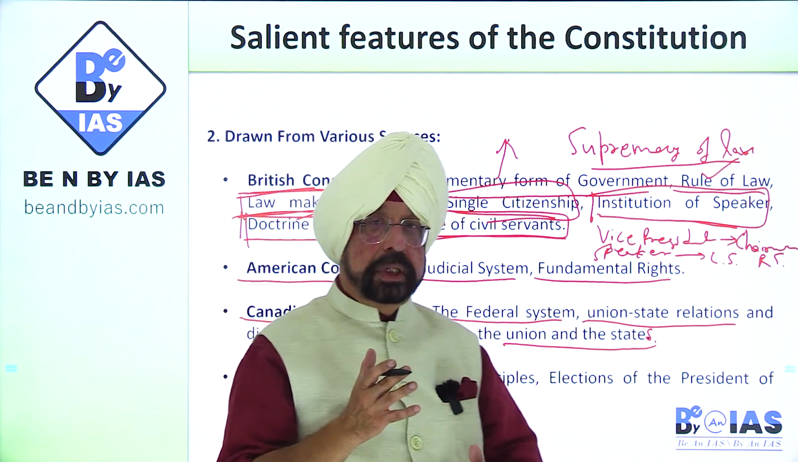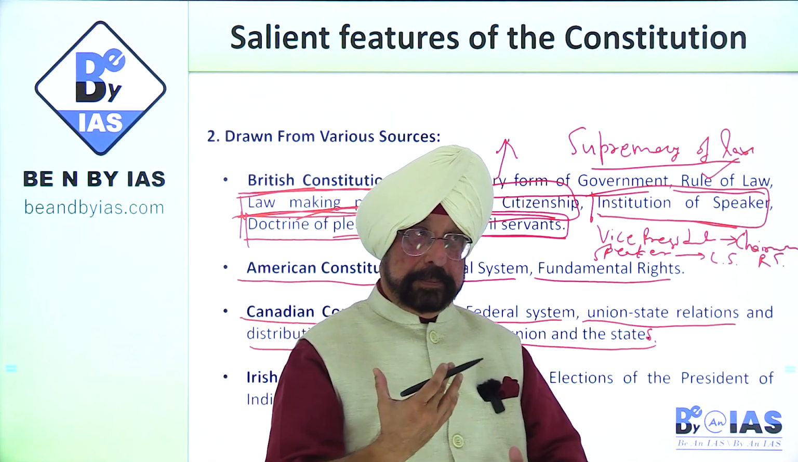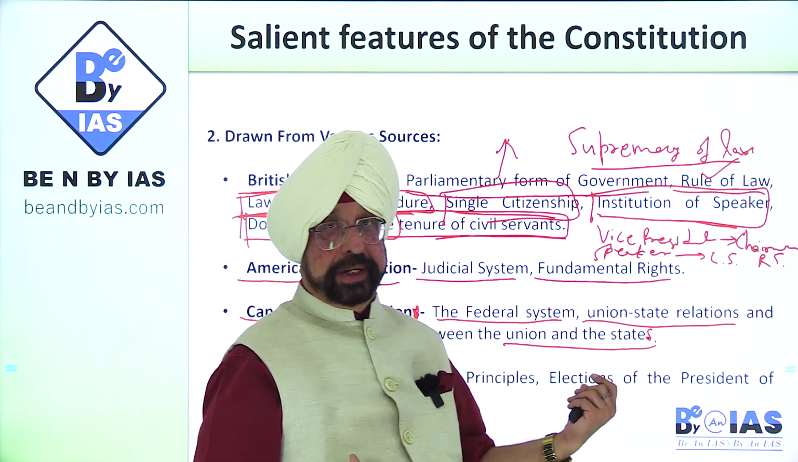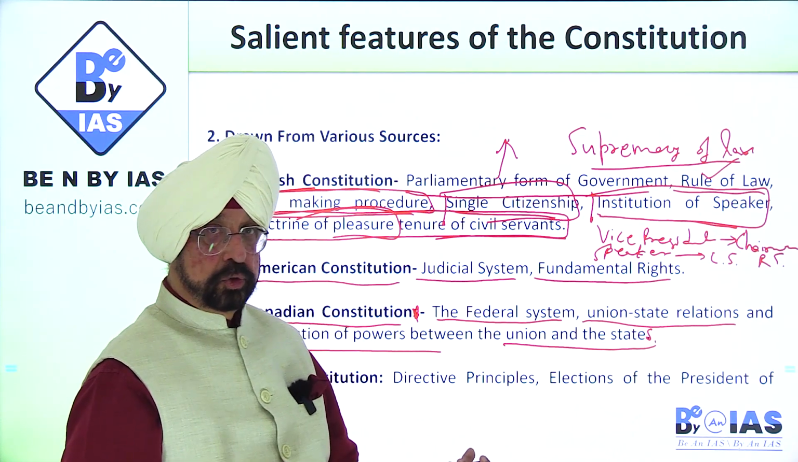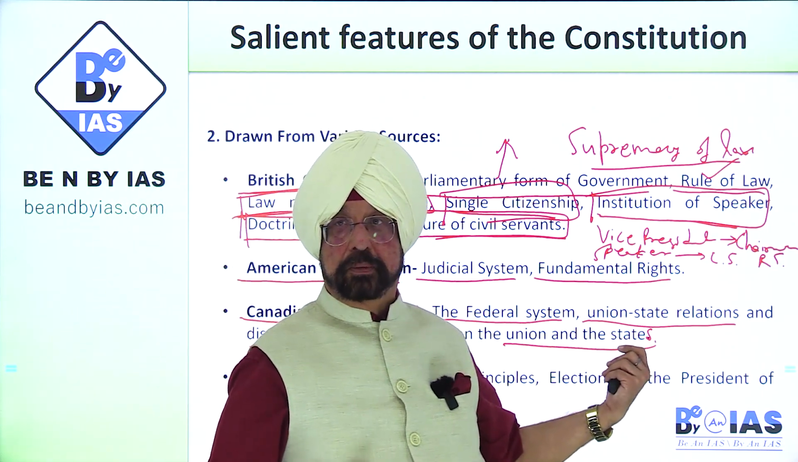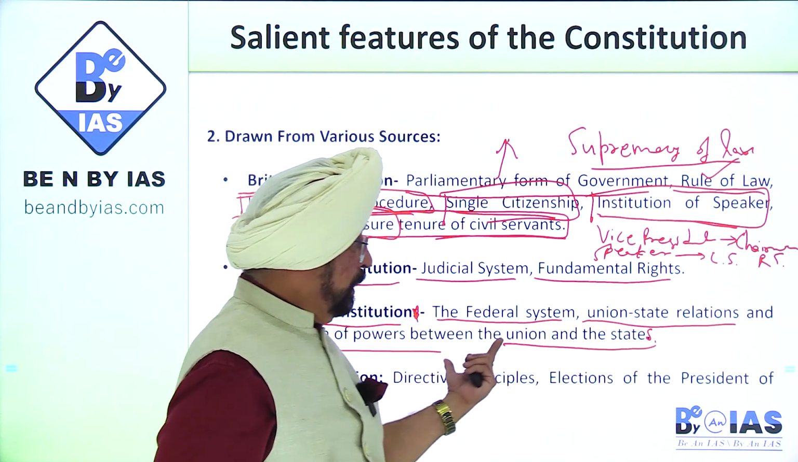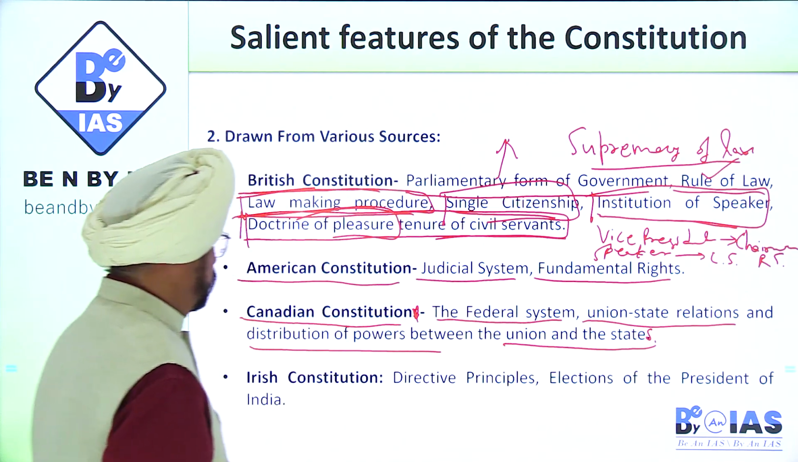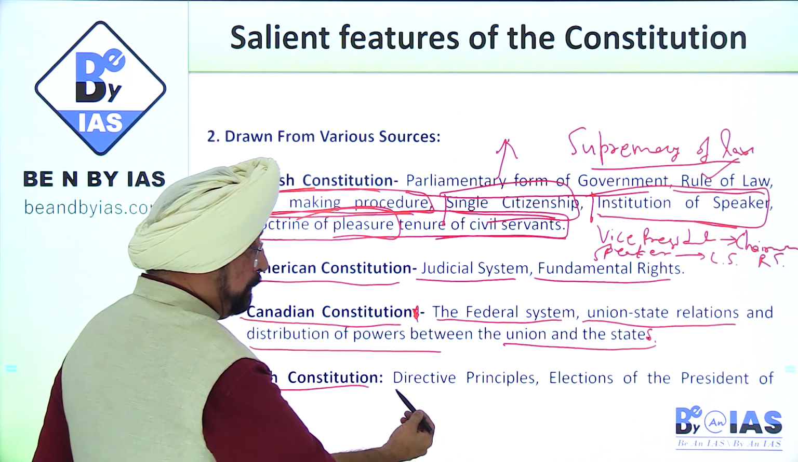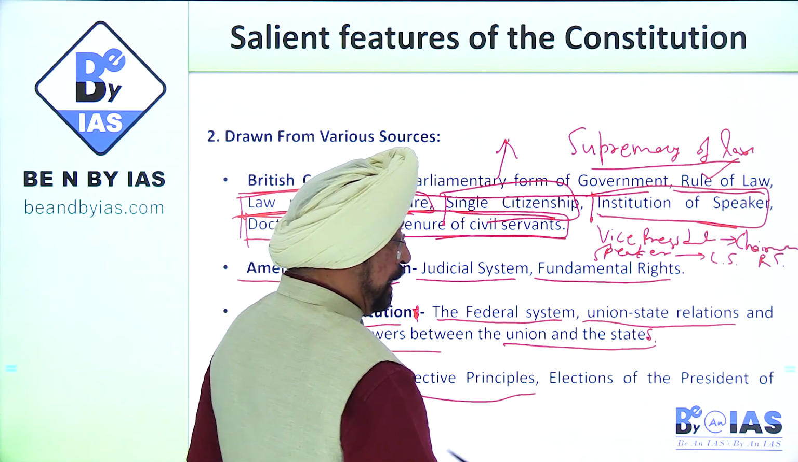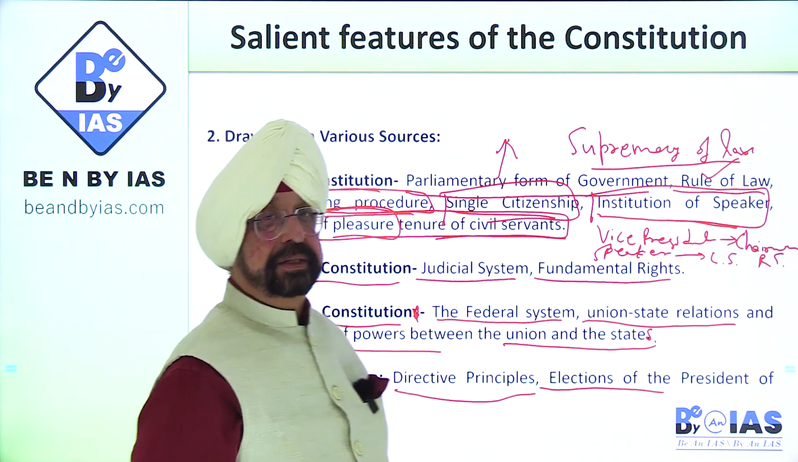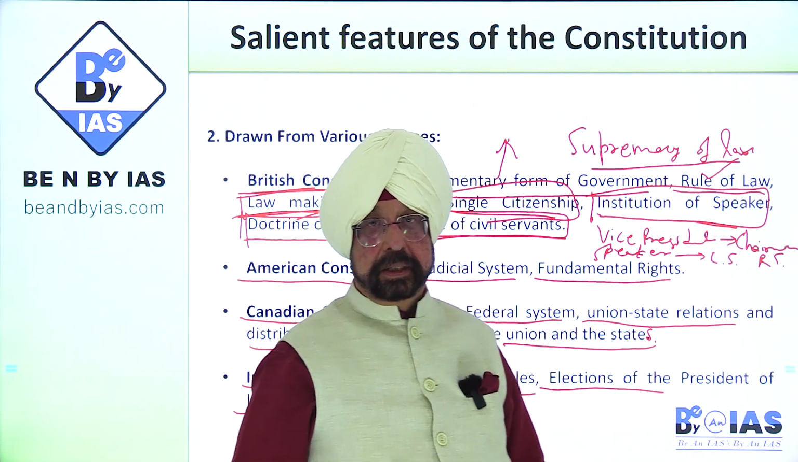So, the concept of concurrent list has been obtained from another constitution, but basically the distribution of powers is from the Canadian Constitution. The Irish Constitution is another important part, directive principles, and how the elections to the post of president of the country will be conducted.